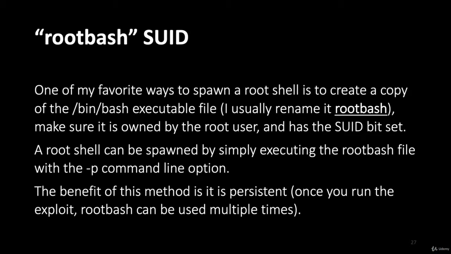The root bash SUID. One of my favorite ways to spawn a root shell is to create a copy of the /bin/bash executable file. I usually rename it root bash. Make sure it's owned by the root user and has the SUID bit set. A root shell can then be spawned by simply executing the root bash file with the -p command line option. The benefit of this method is it is persistent. Once you run the exploit, root bash can be used multiple times.